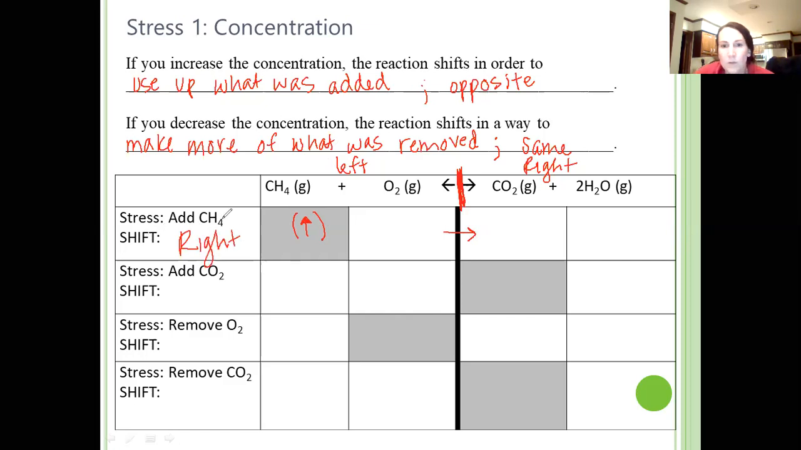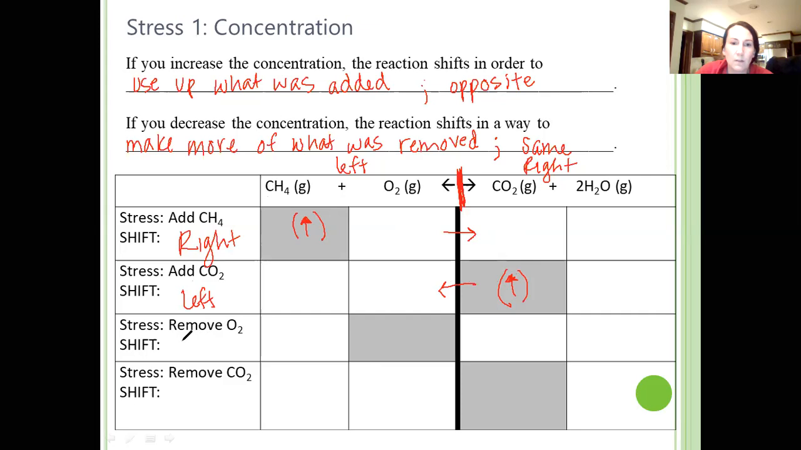Okay, so same idea. On this one, I'm adding CO2. This time CO2 happens to be on the right. So my reaction feels like, wait a minute, too much CO2. I need to shift to get rid of it. So I need to shift away from what was added. So in this case, I'm shifting left. Okay, so if I increase on the left, I shift to the right. If I increase on the right, I shift to the left.